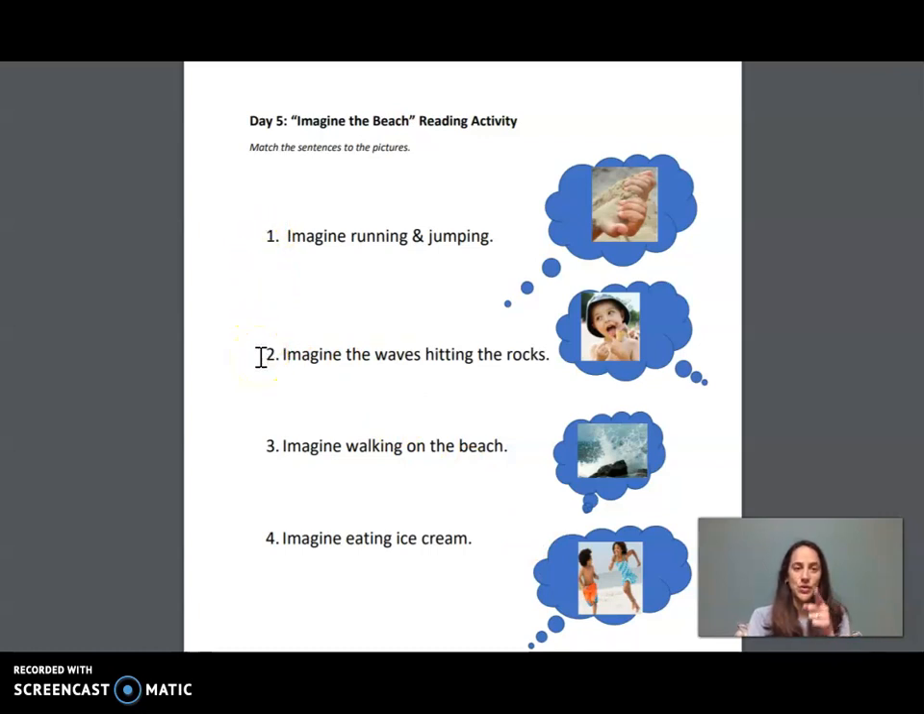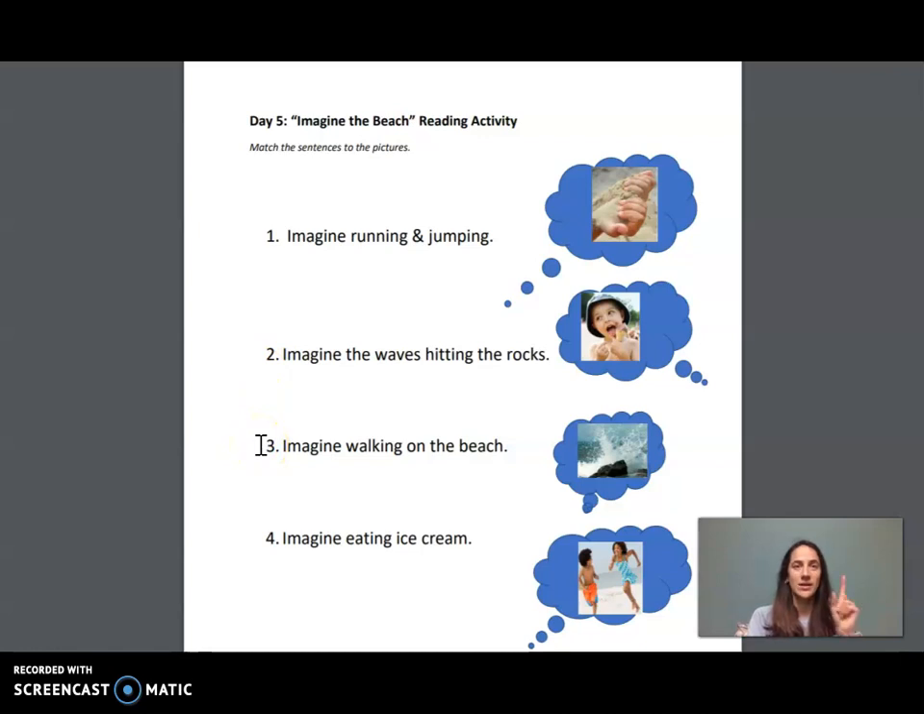Number 2, you read it. My turn. Imagine the waves hitting the rocks. Find the picture. Here it is. Let's read it together. Imagine the waves hitting the rocks.